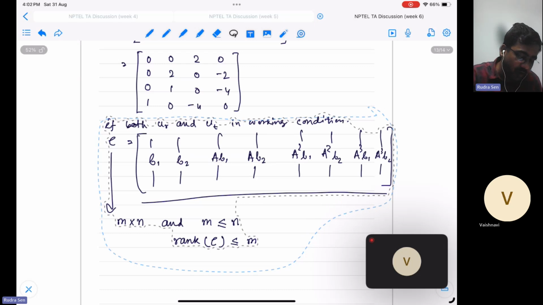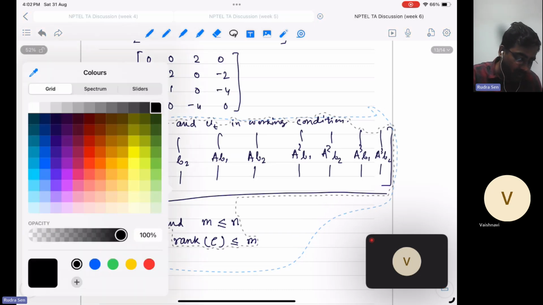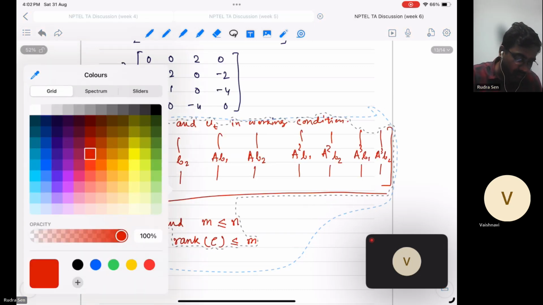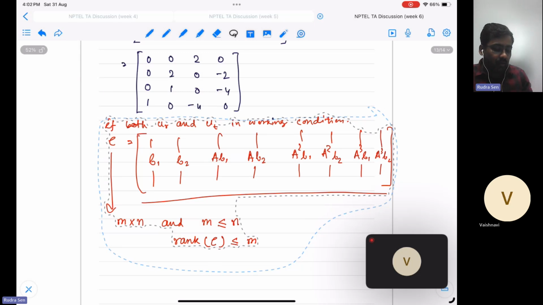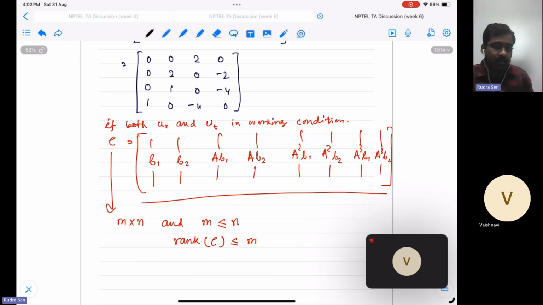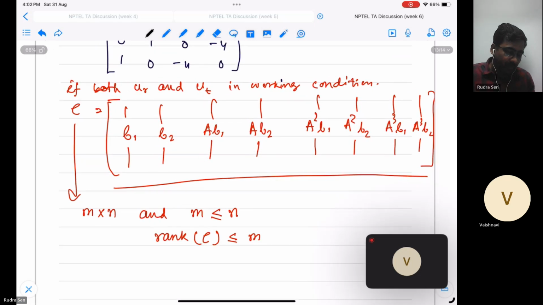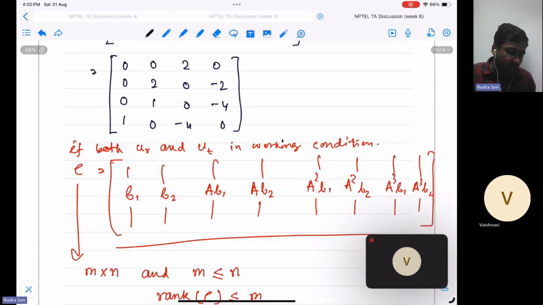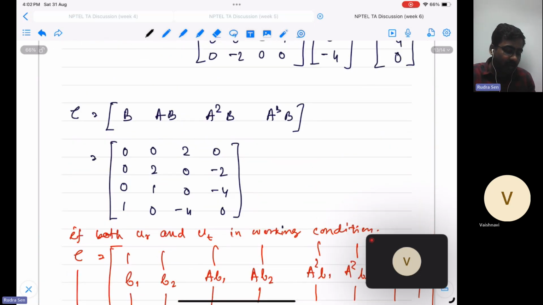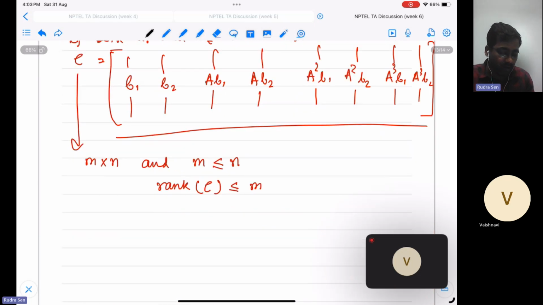So that's why the proper thing to say is, we have to find out whether C is a full rank matrix or not. Now here you can find out the determinant, because C is a square matrix, and you can check whether it is working or not.